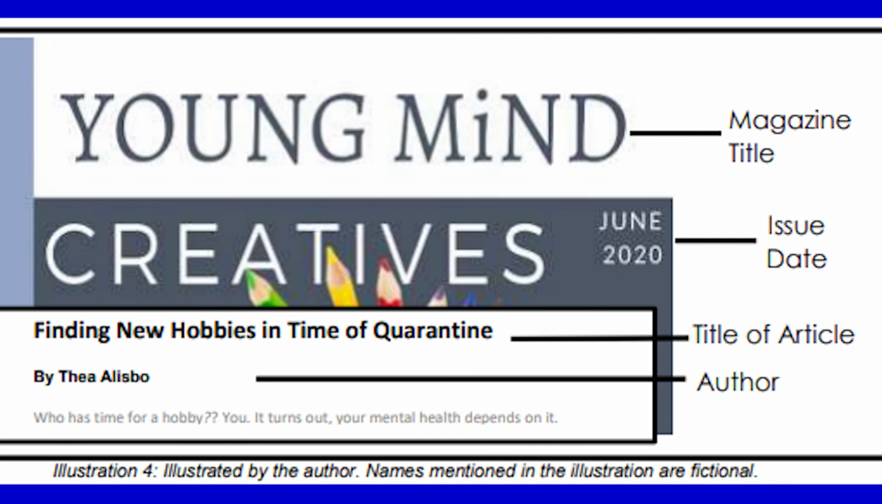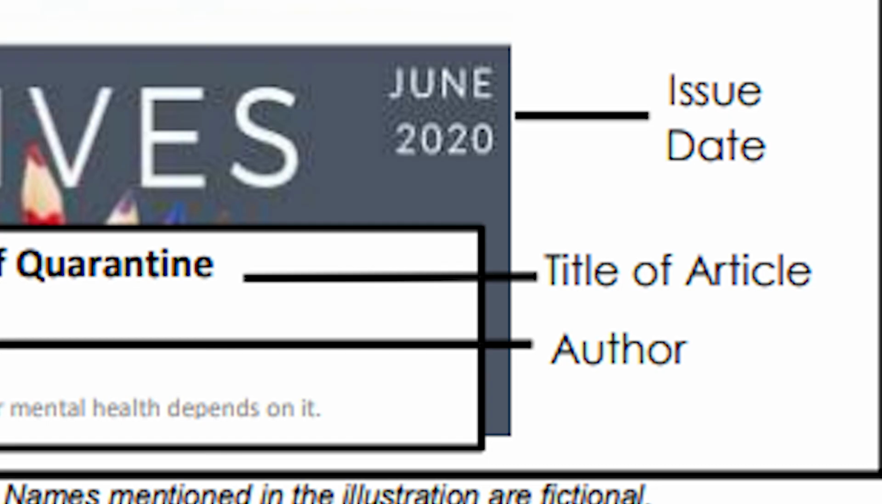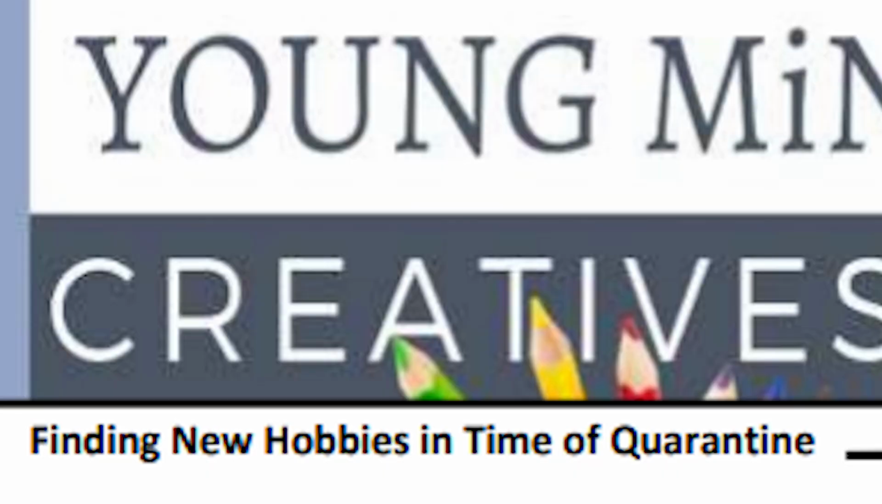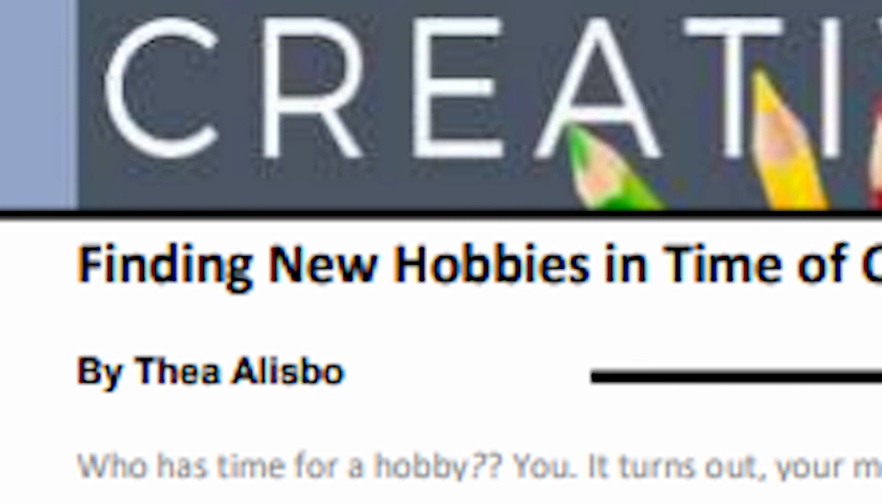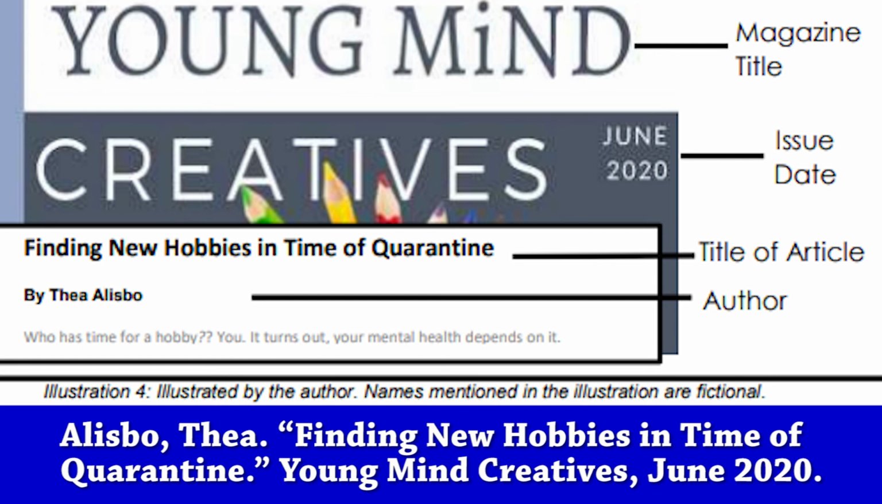Young Mind Creatives is a magazine title, and then the issue date is June 2020. Finding New Hobbies in Time of Quarantine, that is title of article, and then yung author is Thea Alisbo. So how will you write this? What format will you write this bilang bibliography nyo?